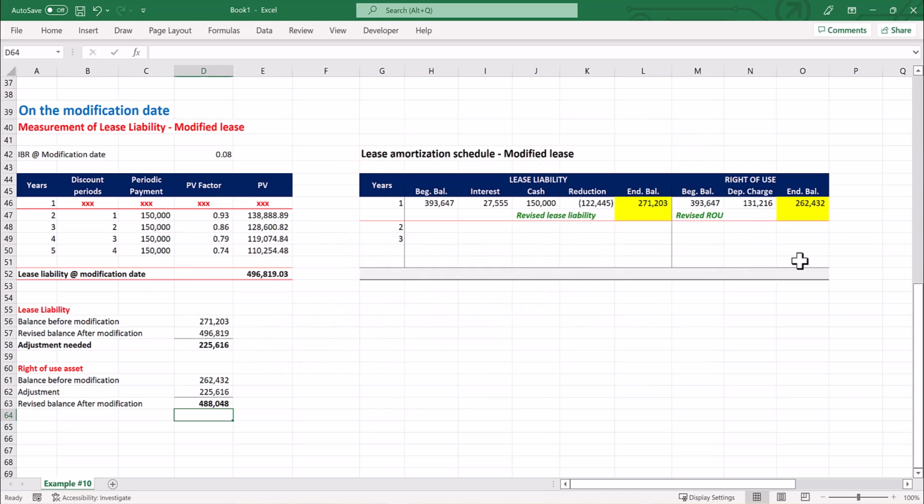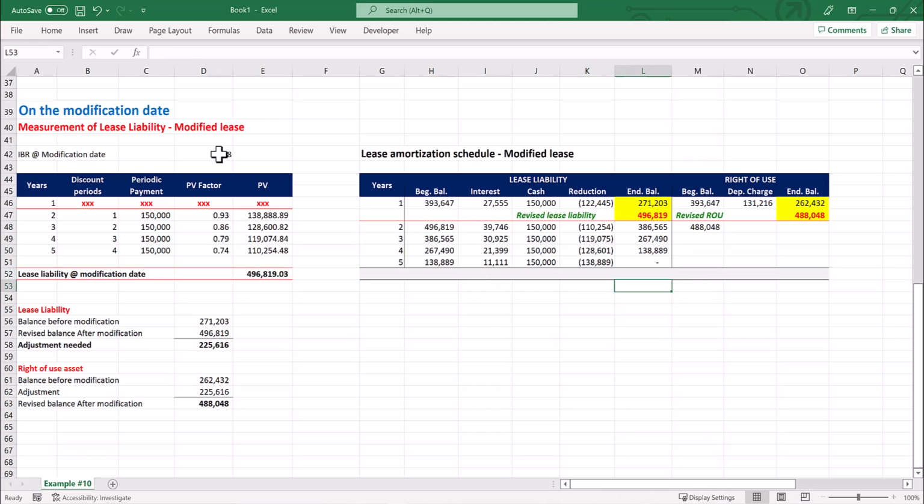Let us see how the lease amortization schedule looks like after the modification. These are the revised balances for the lease liability and the right of use asset, after booking the adjustments at the end of year 1. Let us continue. These are the beginning balances for year 2, for both the lease liability and the right of use asset. The interest charge is calculated using the revised discount rate of 8%, prevailing at the date of modification. No change in the periodic payments. Then the reduction in the lease liability and the ending balance of the revised lease liability. Complete the workings till year 5.